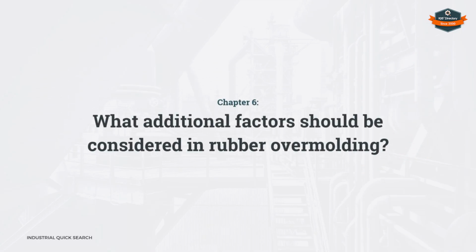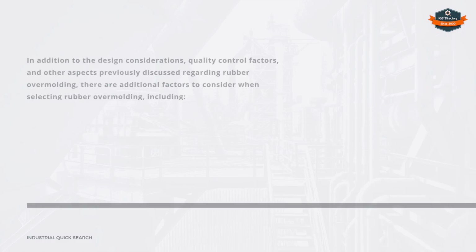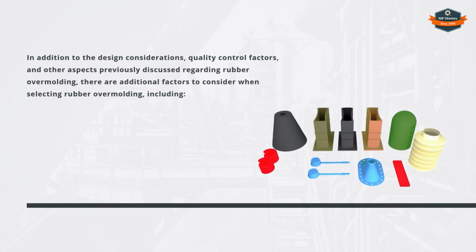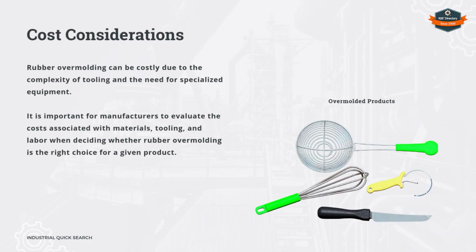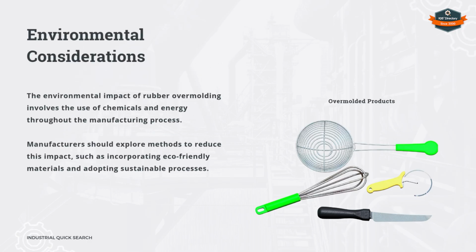Chapter 6. What additional factors should be considered in rubber overmolding? Tooling. Cost considerations. Environmental considerations.